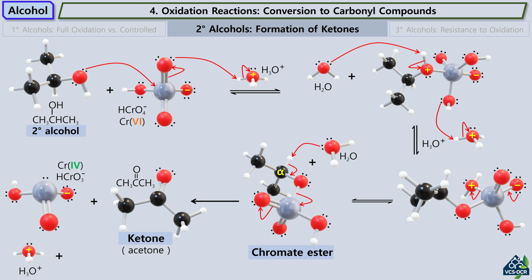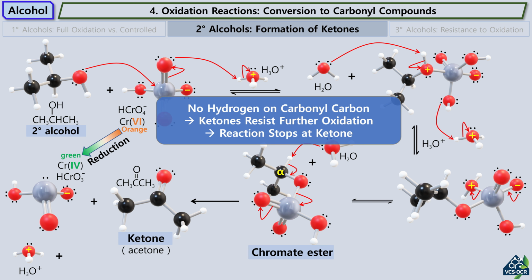The elimination is favored when the alpha hydrogen and the chromate group adopt an approximately anti-periplanar arrangement. As the proton is removed, the electrons flow to form a stable C=O double bond, while the chromium center is reduced. While ketones can form hydrates, these species lack a hydrogen on the carbon bearing the two hydroxyl groups, and are therefore not readily oxidized further under these conditions. As a result, the reaction stops predictably at the ketone stage.